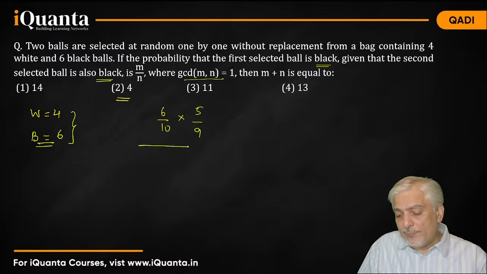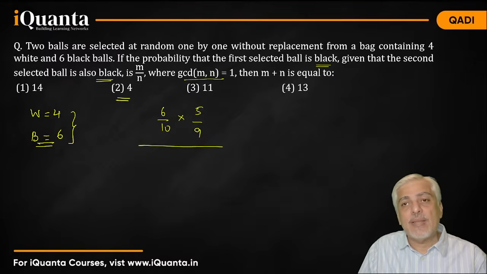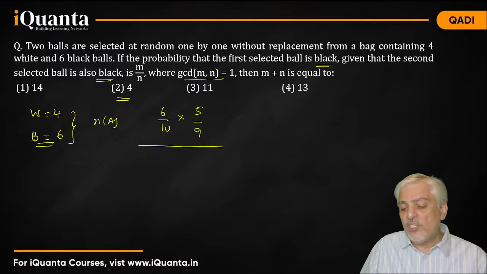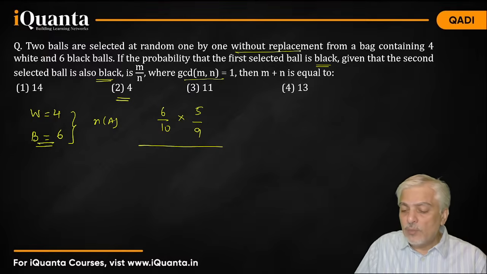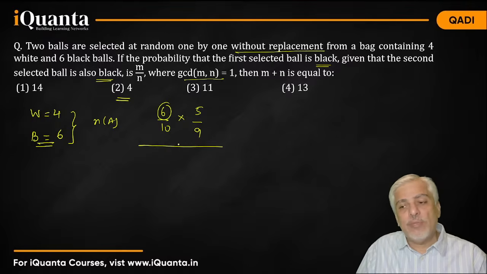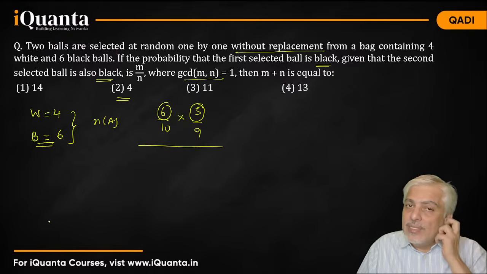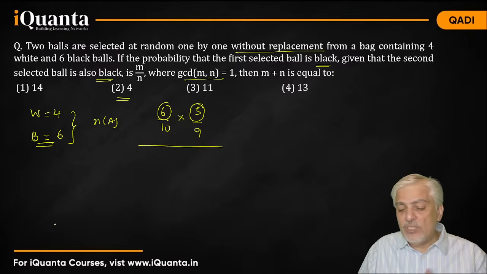What about the sample space? This is N of A. So initially there were 6 black balls. They have said without replacement. Without replacement, that means when you take 6 by 10, one black ball becomes less. So you'll have 5 left, 5 out of 9. Now, the sample space.